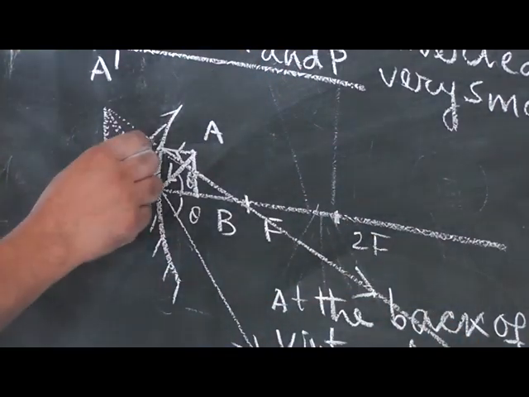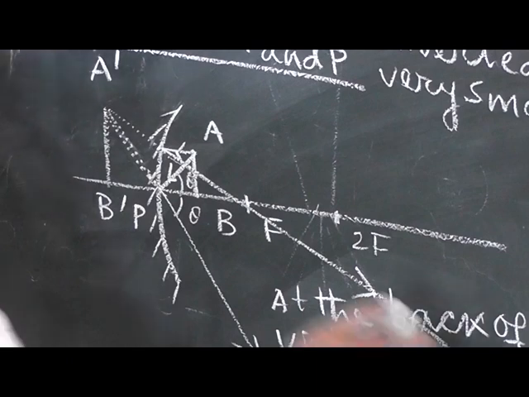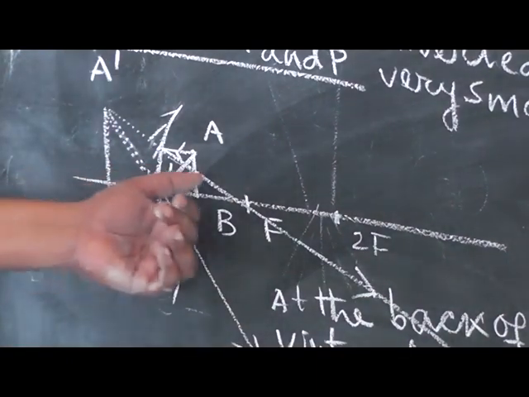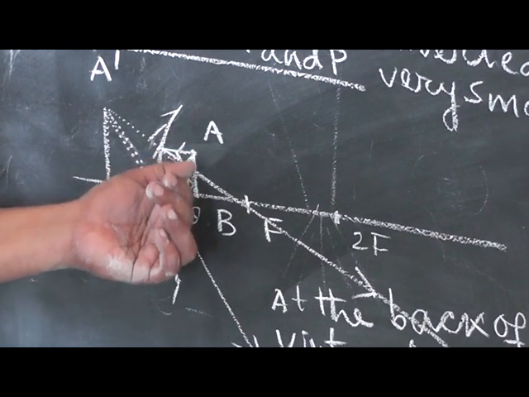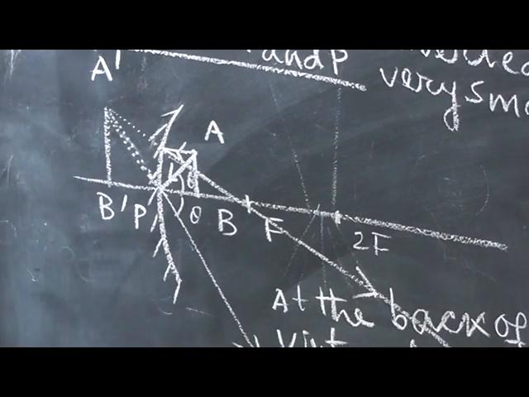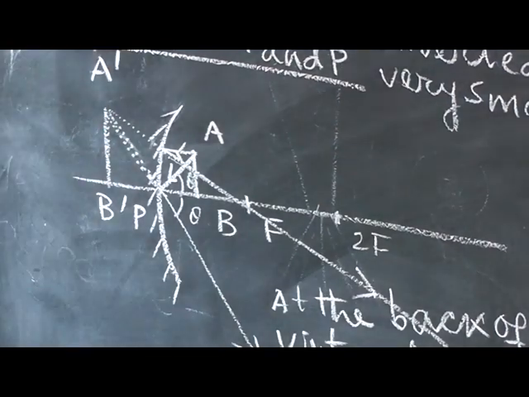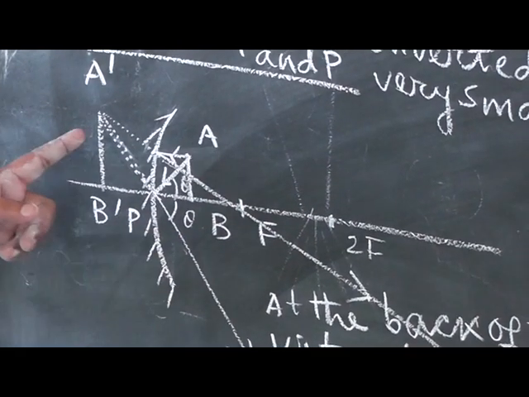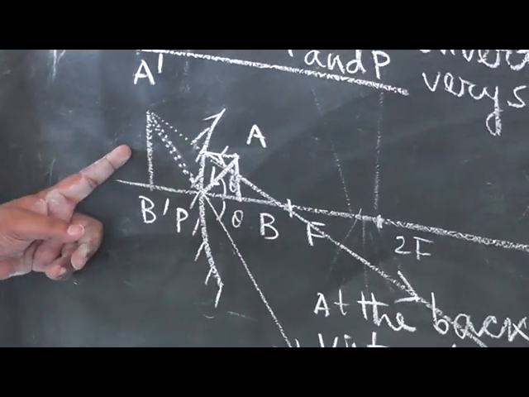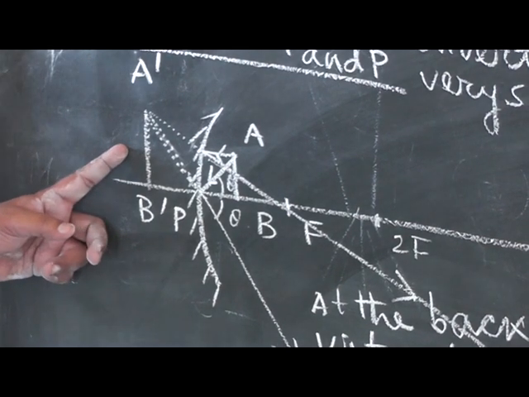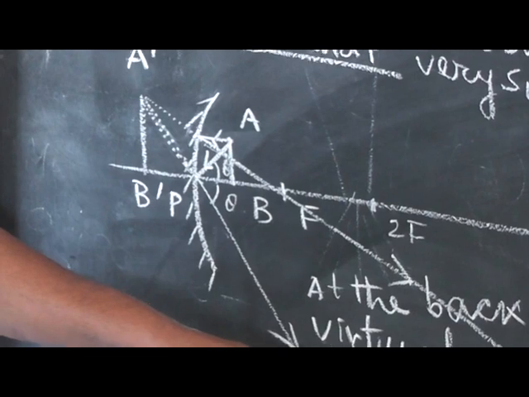Rather, these two rays will appear, if one observes from this side, as if they are coming from the point A dash. And similarly, images will be formed at other points, and we will see an image A dash B dash will be produced here. If you differentiate between this and this one, we can understand. Here the image is formed at the back of the mirror. That means the object is on one side of the mirror, the image is on the other side of the mirror. It is a virtual image.